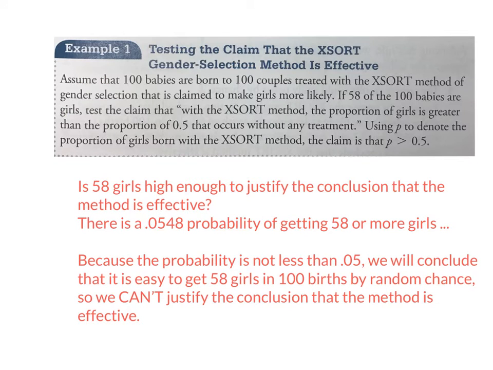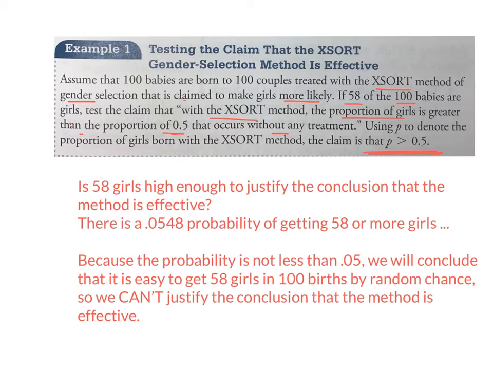All right, testing the claim here. Assume that 100 babies are born to 100 couples treated with the XSort method of gender selection that is claimed to make girls more likely. If 58 out of the 100 babies are girls, test the claim that with that method, the proportion, that's the P, of girls is greater than the proportion of 0.5 that occurs without any treatment. So if I were going to do my Ho and Ha, my claim is my Ha: P is greater than 0.5. My Ho would be P equals 0.5.